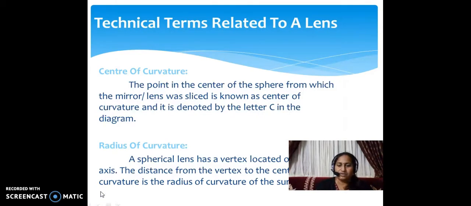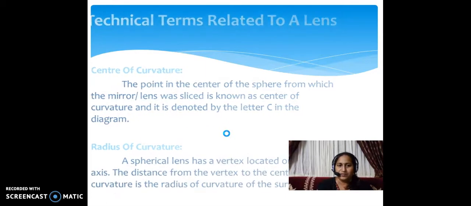And here come the definitions of the technical terms related to a lens. First, we have the center of curvature. The point in the center of the sphere from which the mirror or lens has been sliced is known as the center of curvature, and we denote the center of curvature by the letter C. Radius of curvature: the spherical lens has a vertex which is located at the optic axis. That is the distance from the vertex to the center of curvature. The distance between them will give you the radius of curvature.